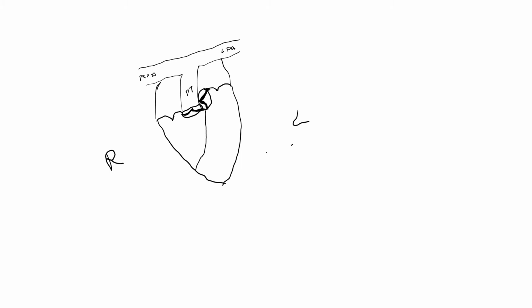Okay, this becomes the right atrium, this becomes the left atrium, here becomes the right ventricle, this one becomes the left ventricle, and this separation over here is the interventricular septum.